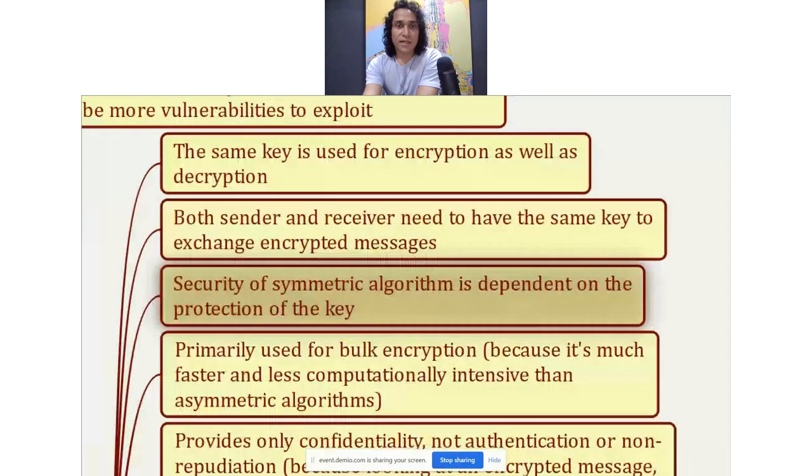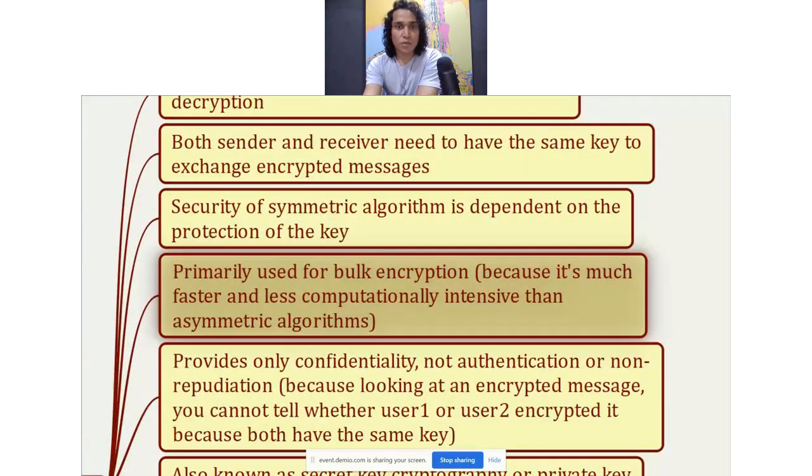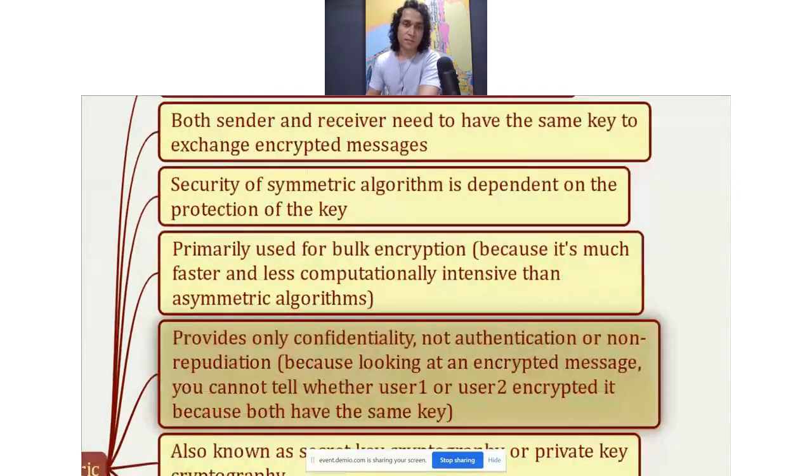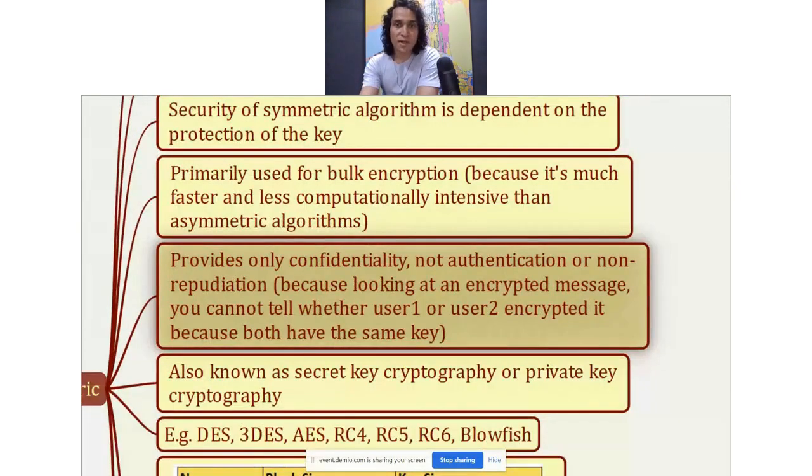And like I said earlier, it is primarily used for bulk encryption. And why is it used for bulk encryption? Because it is much faster and it is less computationally intensive than asymmetric algorithms. I'll explain asymmetric algorithms in just a few minutes. And we've covered this as well. It provides only confidentiality. It does not provide you authentication or non-repudiation, because looking at an encrypted message, you cannot tell whether user 1 or user 2 encrypted it, because both have the same key, right?